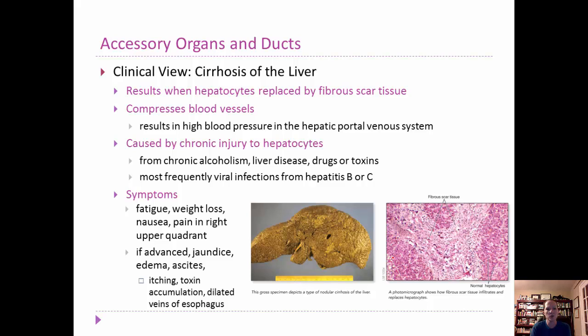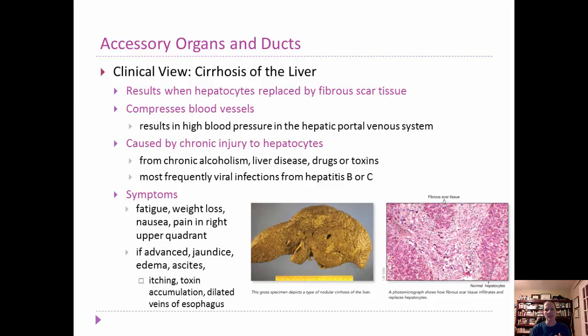Some more advanced ones are going to be jaundice, mainly because this is where the bile salts and things like that are broken down and recycled. But since the liver's not working properly, that is going to be a problem. The bile salts tend to start to collect underneath the skin, and that is what's going to cause that jaundice. And it also causes extreme itching as well. So that's another sign or symptom of cirrhosis.